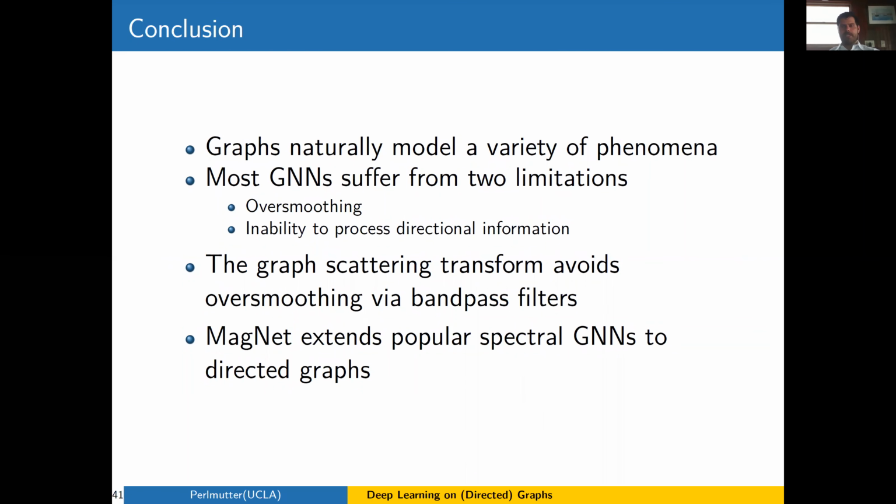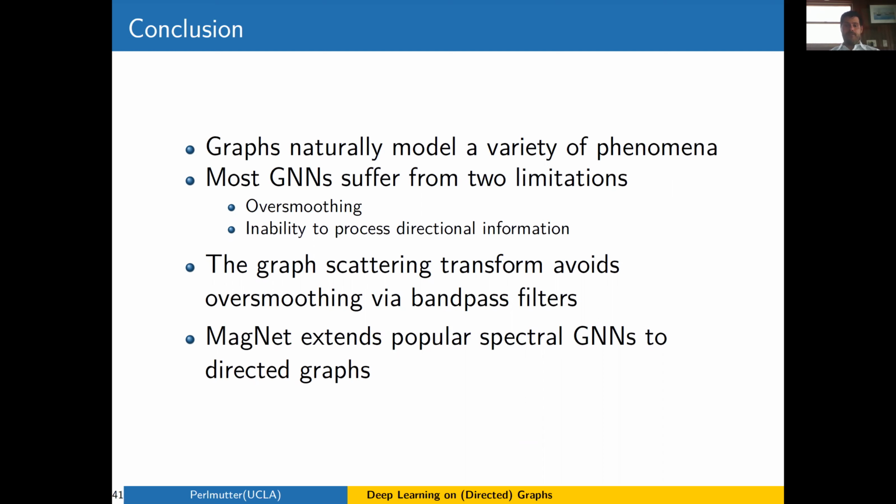So this is where I'm going to stop. But what I hopefully convinced you of in the first third of my talk is that graphs are a very natural model for tons of different things, and therefore doing data science on graphs is really important. However, most of the common GNNs suffer from two fundamental limitations: the oversmoothing problem and the inability to process directional information. And so I'm suggesting two solutions to these problems.